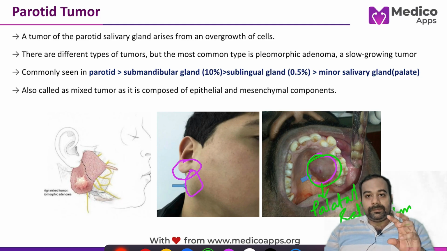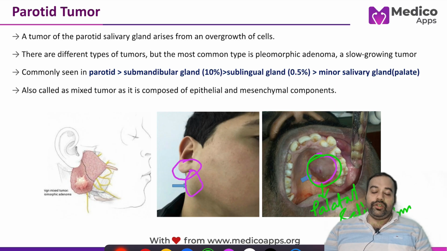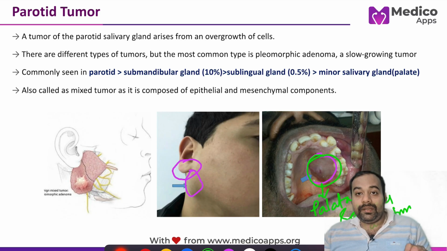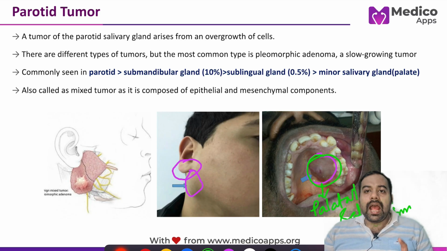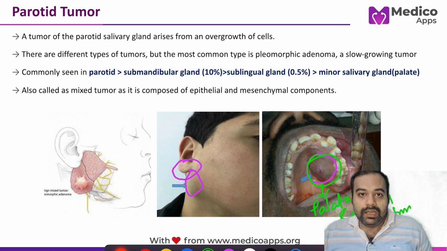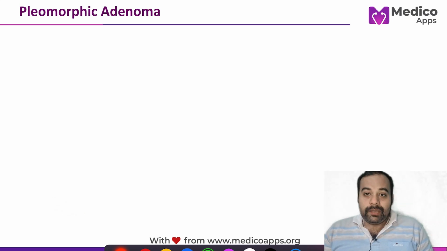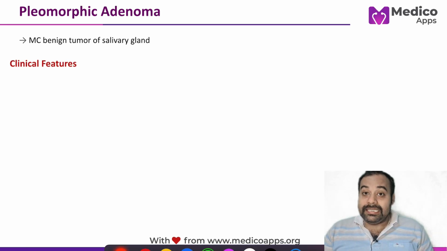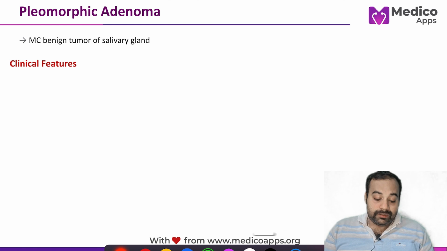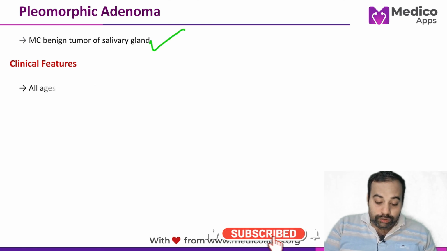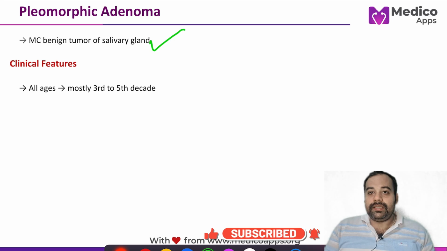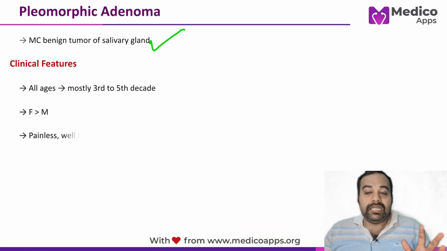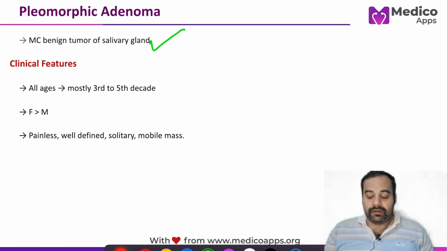The speciality of the pleomorphic adenoma is that it consists of a mixed type of pathology. That means there is a presence of epithelial as well as mesenchymal tissue there, which makes the whole thing special. Now let's understand the clinical features we are going to see in this patient. We have already discussed that it is the most common benign tumor of the salivary gland. The age predominantly seen is the third to fifth decade, and it is a female predominant tumor.